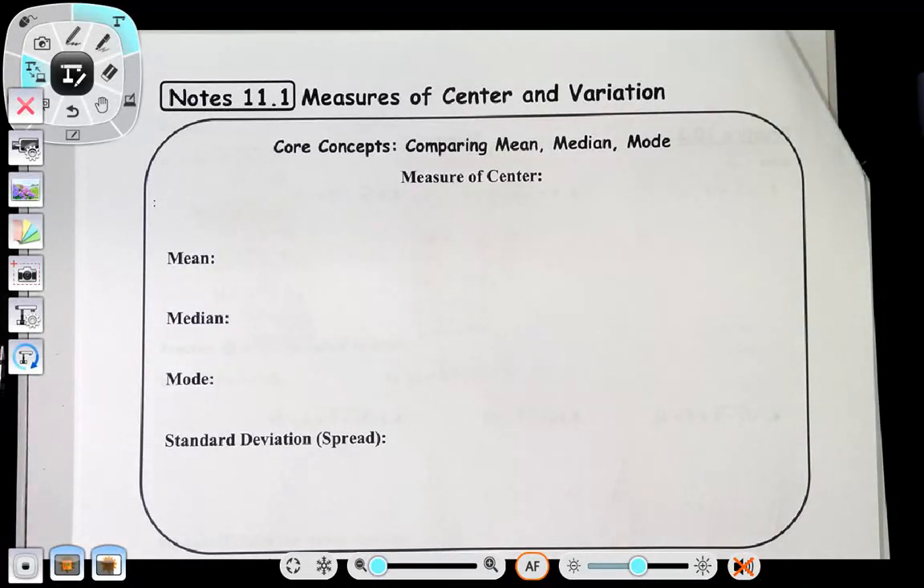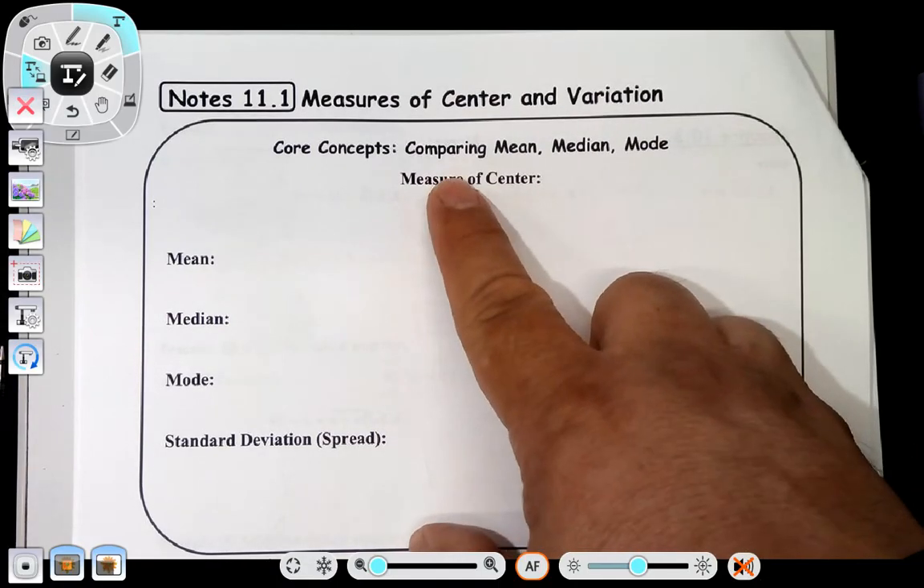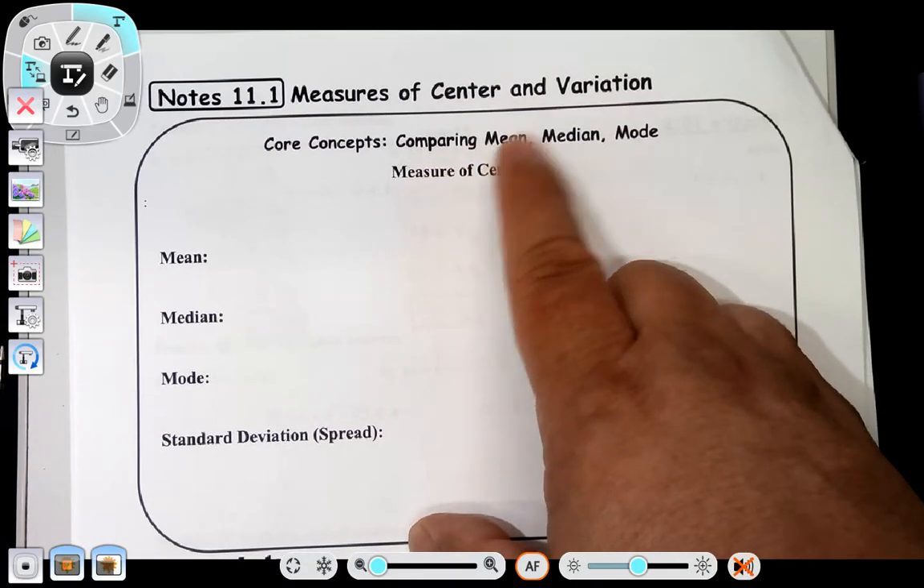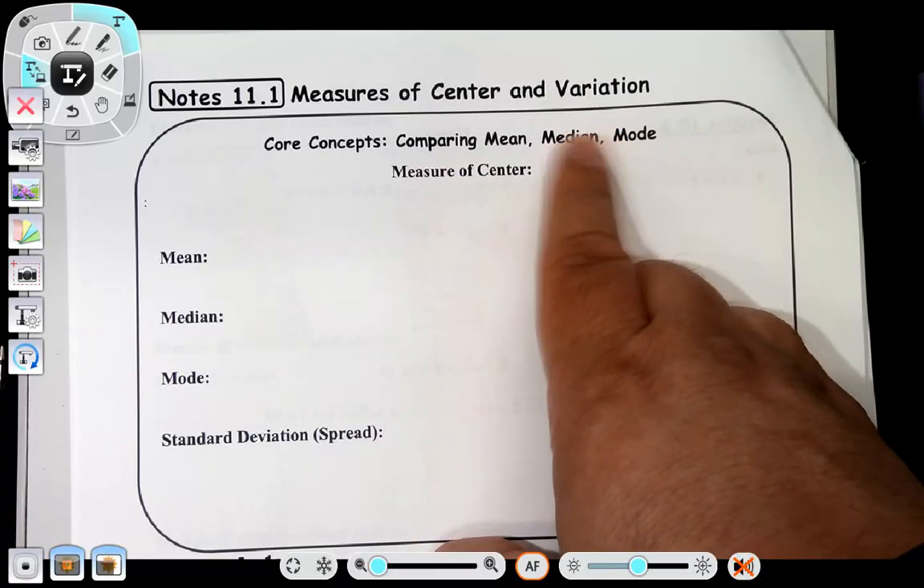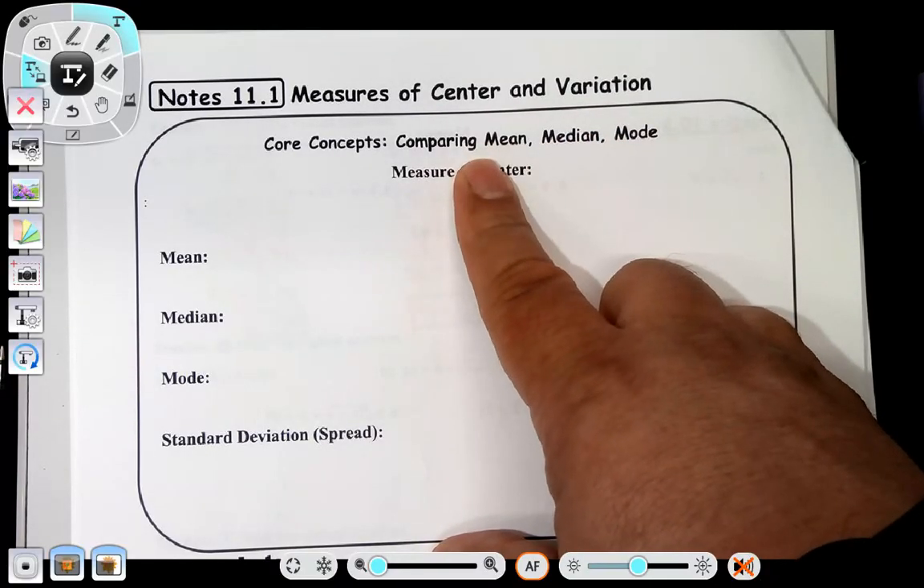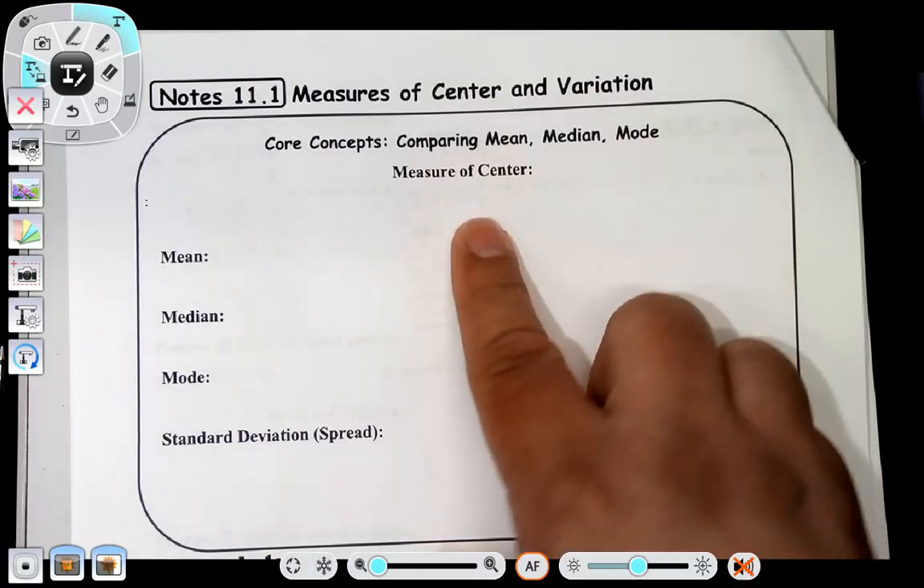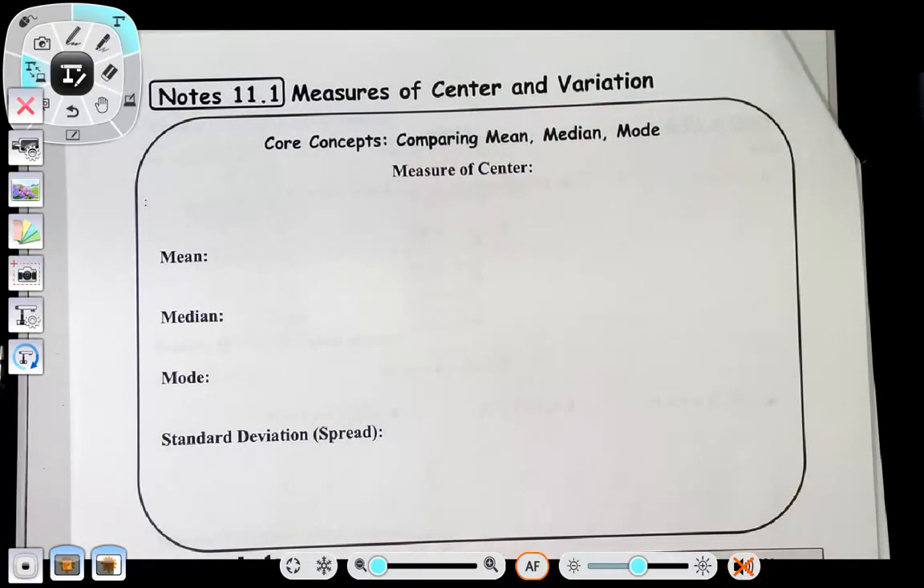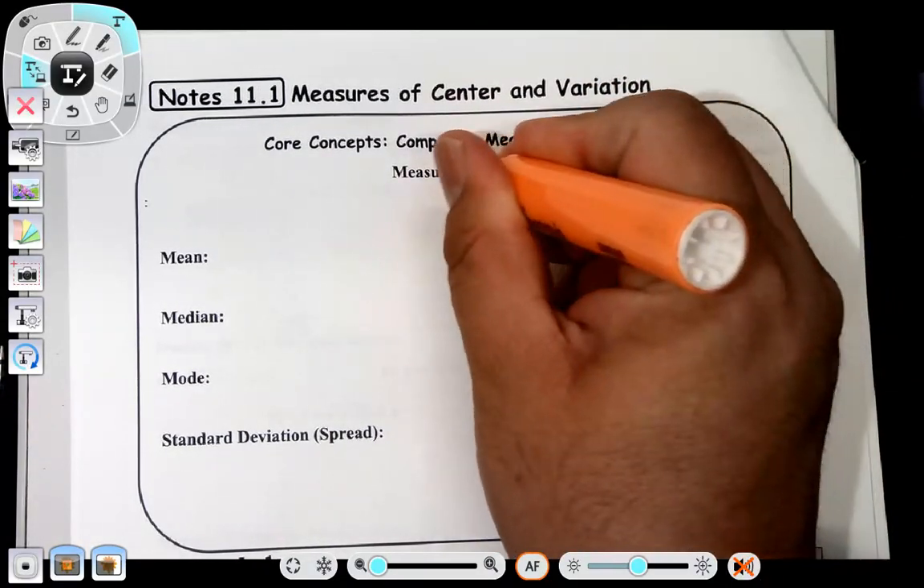So today we're going to be talking about the measures of center and variation. And the big idea for today is we're going to be comparing the mean, the median, and the mode. And yes, it's been a while since you've heard these words. But basically, all of these are what they call the measure of center.